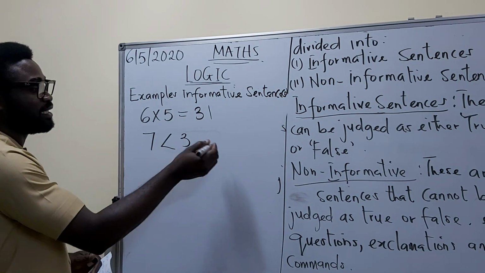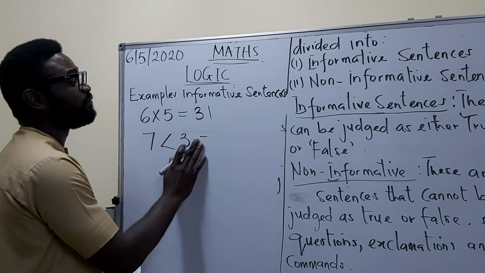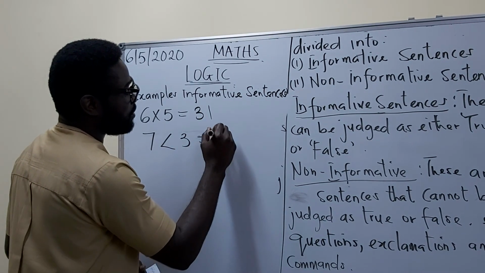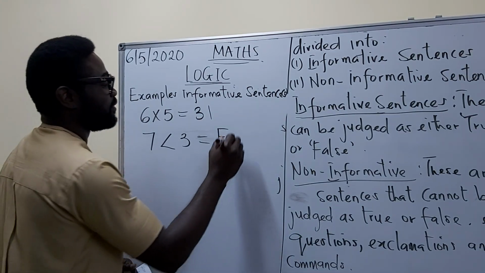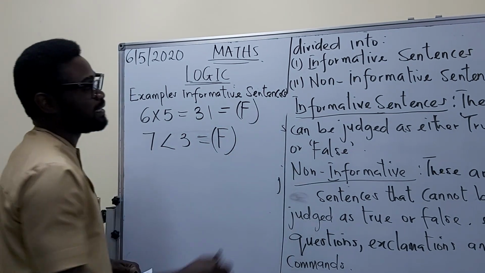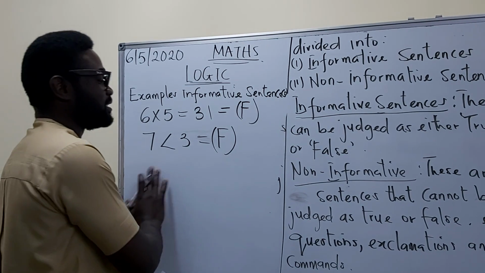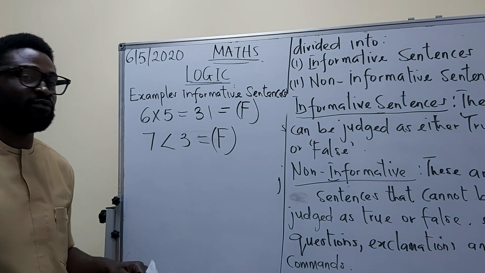So is this a true statement, right? No, it is a false statement. Why? Because 7 is greater than 3. So when we want to write false in symbolic form, you write F. This also is a false statement. So it means we have been able to pass judgment over the two statements, or the two cases we have on the board.